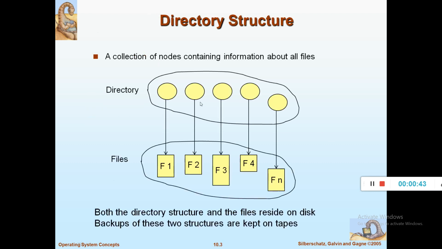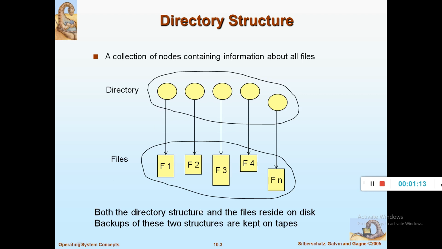So here, directory structure means, what is a directory? A directory is also called one type of file, a collection of nodes containing the information about all the files. It contains the files and subdirectories. Here the circles represent directories and the square boxes represent file names, f1, f2, f3, f4, and so on. You can create any number of directories and any number of files under these directories.